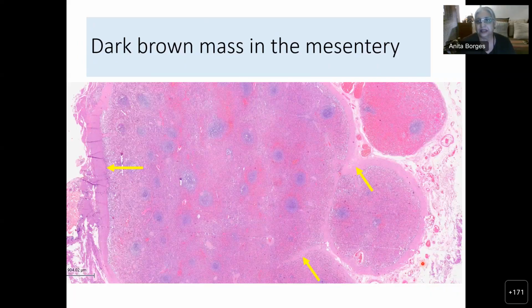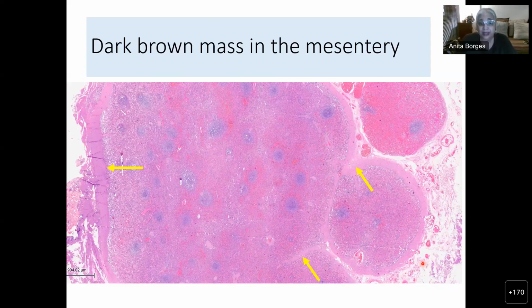So somebody wants to tell me what this dark brown mass in the mesentery is, and I pointed out some things. Yeah, so I see Rashmi Patnaik saying that it is spleen. Anybody else? You've got all these lymphoid, you want to call them nodules, follicles, whatever. Anybody else besides Rashmi Patnaik wants to answer the question?